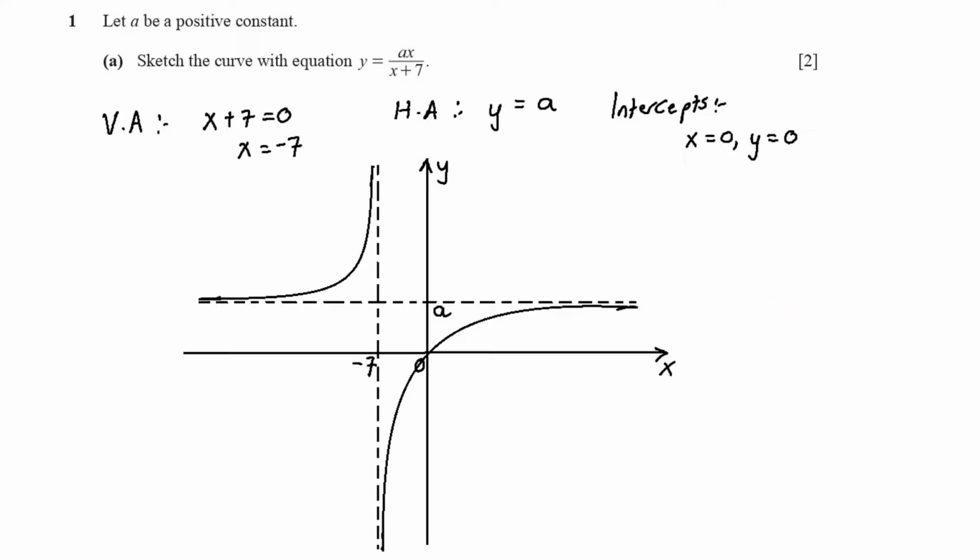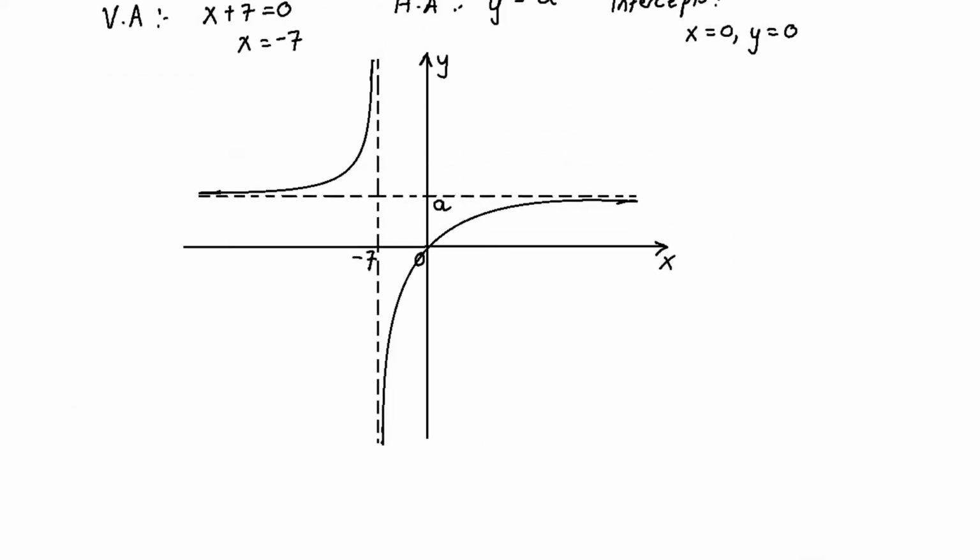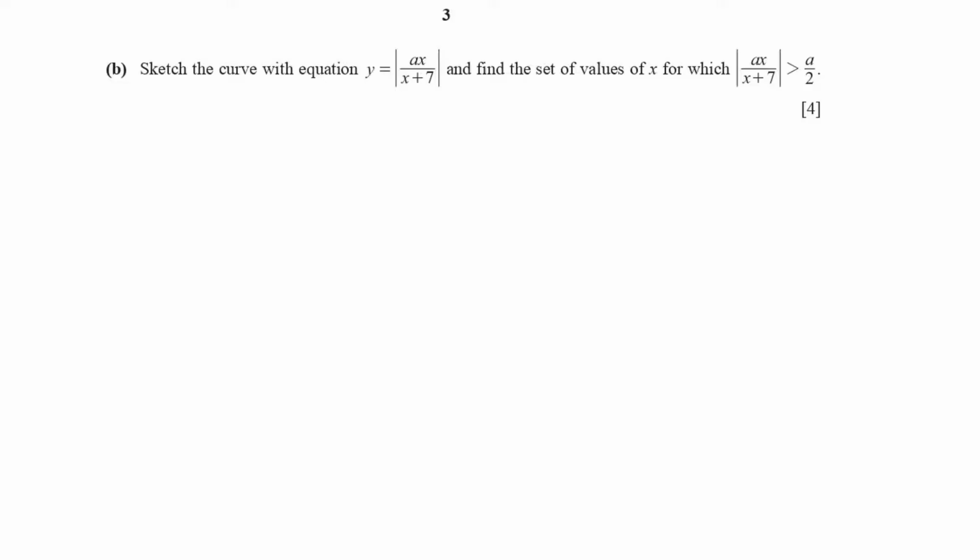Let's go on to part B. Sketch the curve with the equation y is equal to mod ax over x plus 7 and find the set of values of x for which mod ax over x plus 7 is greater than a over 2. So here we want to sketch the modulus graph. We're going to reflect the part of this graph that is below the x-axis. So I'll just take the part of this graph that is above, and I'll place it here.